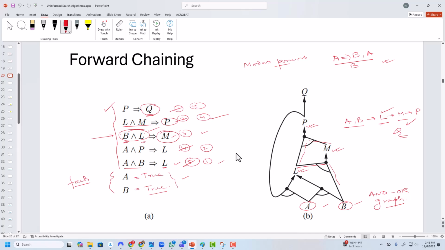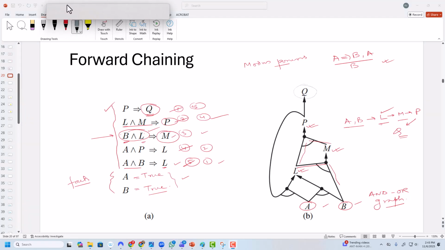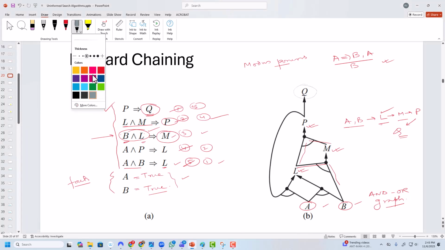So we'll start from Q and then we'll go back. This is the point we start. Let's say I take a different color. Let's say this is a purple color, and we start with that item, and then we continue backward.